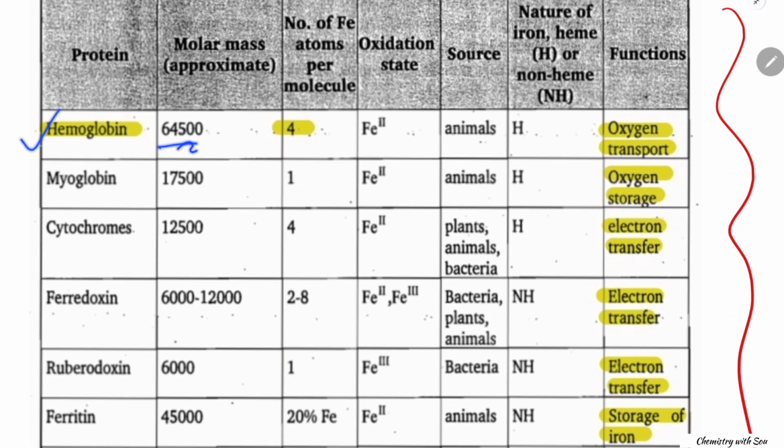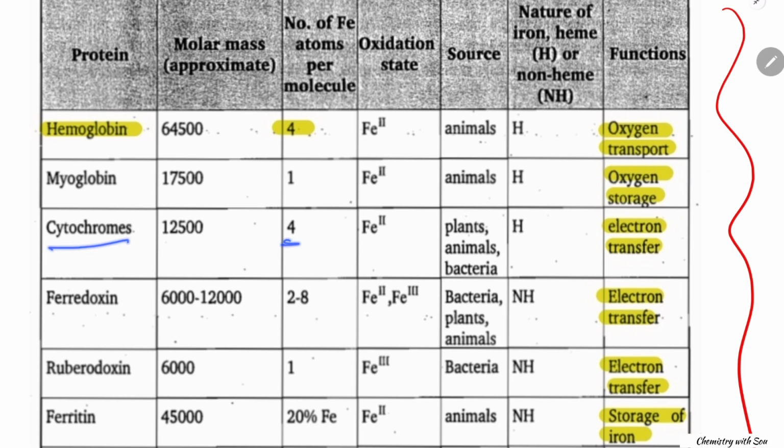Hemoglobin has a mass of 64500 and contains 4 iron atoms, Fe in the 2+ state. The source is animals, and this heme unit is present. Its main function is oxygen transport. Myoglobin contains 1 iron atom, Fe in the 2+ state, found in the animal's body, and it contains heme. Its main function is oxygen storage.